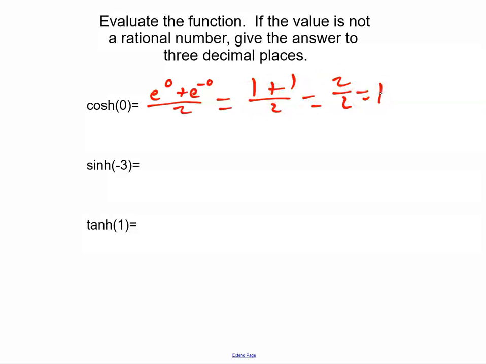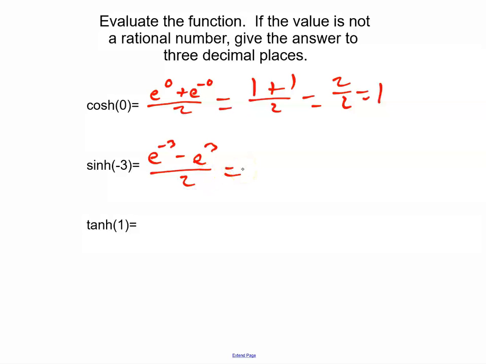Now, as I said, they're not all going to be quite that easy to do without a calculator. But even with a calculator, we don't need a special button for it. We just need to know what these functions mean. So hyperbolic sine is e to the x, and in this case my x is negative 3, so it's going to be e to the negative 3 minus e to the negative x, and the negative of negative 3 is 3, all over 2. Now, this one is not quite like the last one, where I can do it without a calculator.